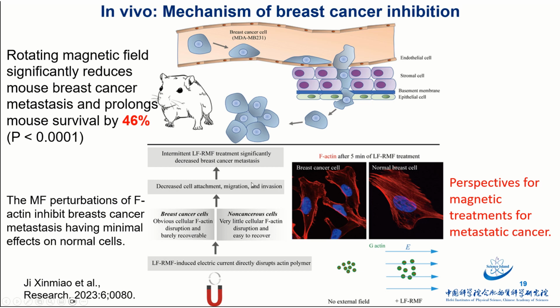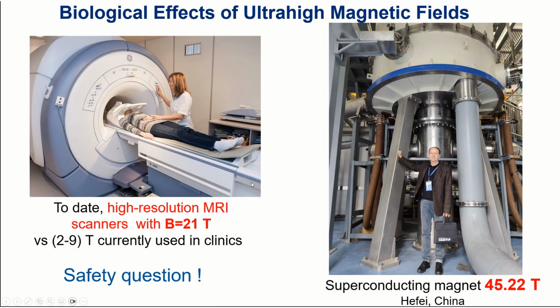And now, let's talk about the biological effects of ultra-high magnetic fields. Currently, in clinics, MRI scanners operate with magnetic fields between 2 and 9 Tesla. However, one should increase the field and its gradient values to reach the highest image resolution. Up-to-date MRI scanners that operate with magnetic fields of 21 Tesla are used in preclinical studies. So, of course, the question of safety of such huge magnetic fields immediately arises.